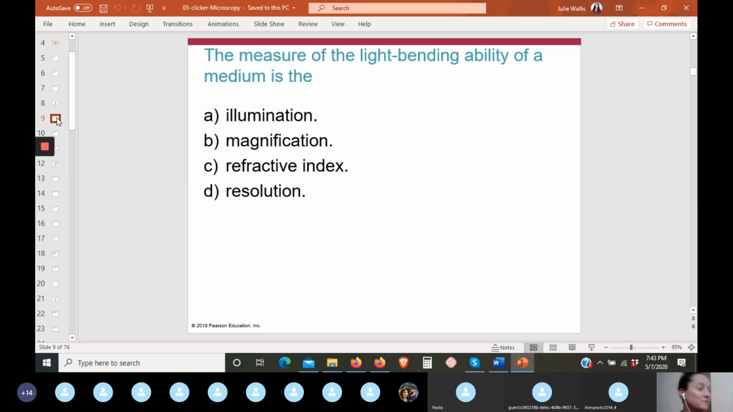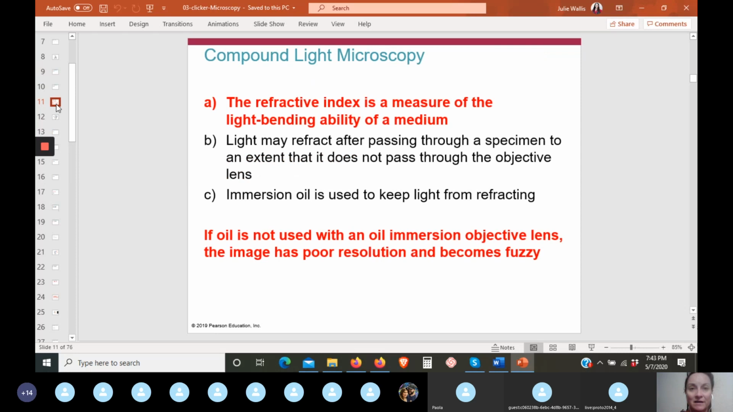We have votes for A, B, and C. I'm going to go ahead and show the response, which is C. It is refractive index. Refractive index is the bending of the light. So light will naturally bend when it approaches a substance.